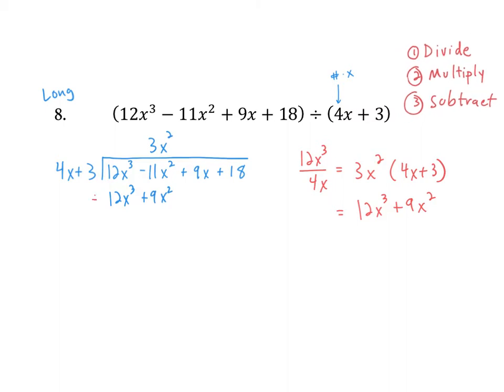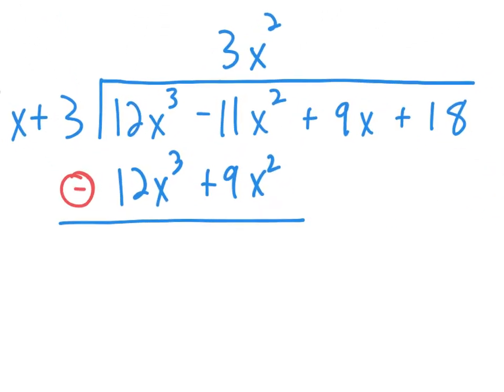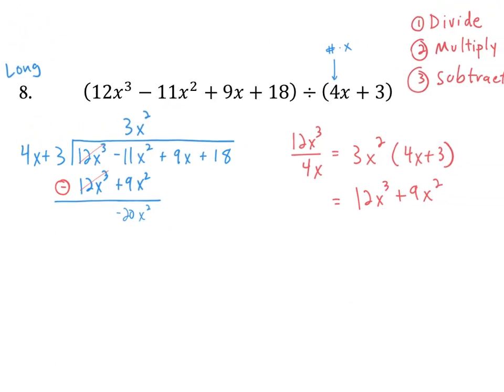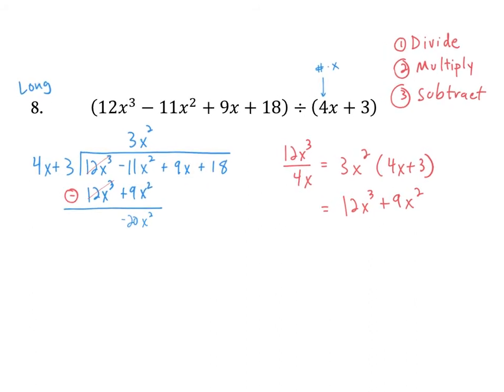Okay, so now we'll subtract. Just got to be careful. 12x cubed minus 12x cubed, those cancel. And then you got to be careful with this one. Negative, kind of ignore the x squared for a second. So negative 11 minus 9 is negative 20, and so that's negative 20x squared. Okay, next step, we're going to bring down. That's the last step before we start repeating.